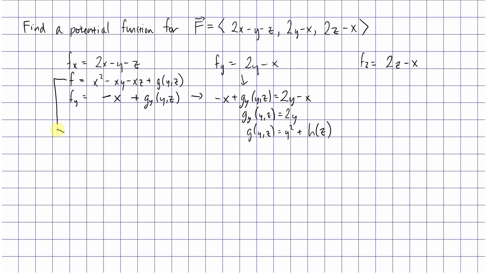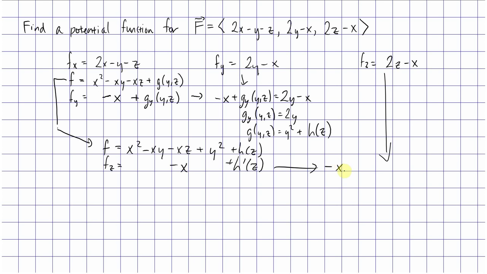What we can do now is take the f that we had earlier, we knew f looked like this, and now replace the g of yz with what we have here. So we know that our function f of xyz is x squared minus xy minus xz plus, now replace the g of yz with y squared plus h of z. What is h of z really? Well, we're going to need to incorporate this last fact that talks about f sub z. So let's differentiate partially with respect to z and get negative x plus, I guess here we can just write h prime of z.